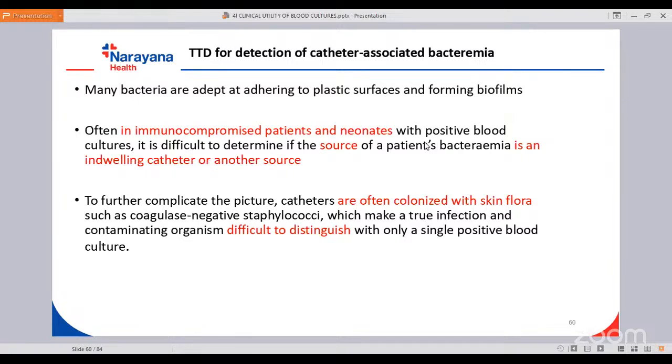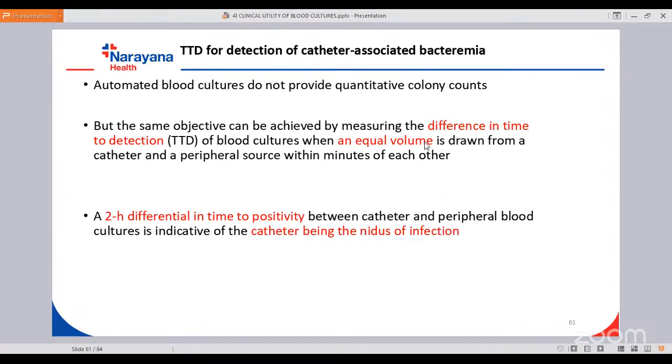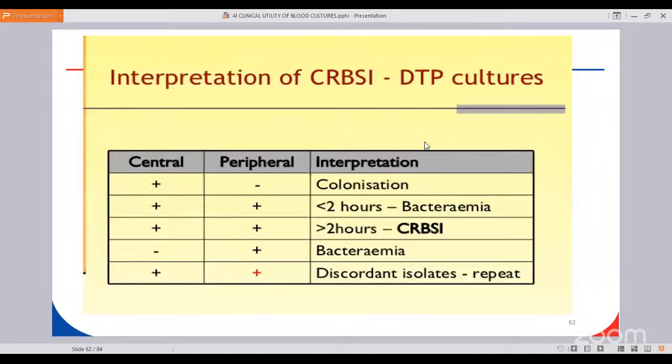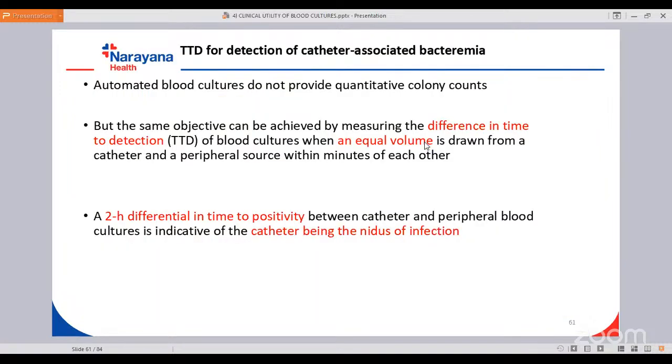There's another concept of time to detection. How soon has your blood culture come positive? It helps you find whether the bacteremia in ICU patients is because of the central line or because of some inherent problem within the body which is causing bacteria. So you send blood cultures from the central line, you send blood cultures from the peripheral line, and you look at the time to detection.